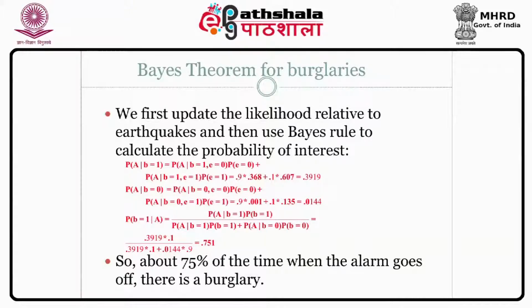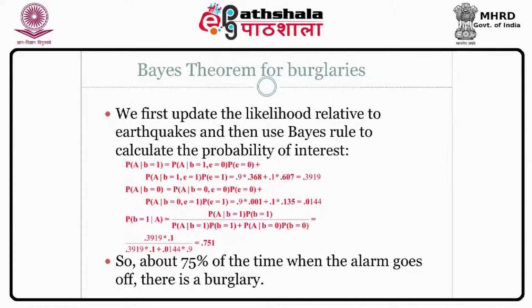Similarly, the chance that alarm rings given that burglary doesn't occur is computed in a very similar way to be 0.0144. So I use the Bayes theorem here, and then I find out the probability that burglary occurs given that alarm rings. So when the alarm rings, I will have some idea whether the burglary occurs at my home or not.